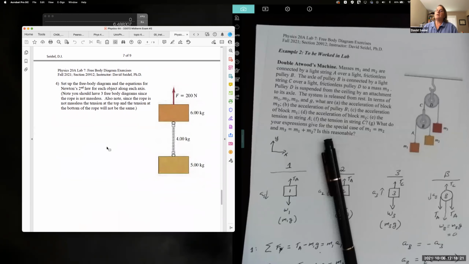Over here, you need 3 free body diagrams. Okay? The tension at the bottom of this rope is not the same as the tension at the top of this rope. You're only going to care in the end about the tension at the bottom and the tension at the top, but they're not the same.